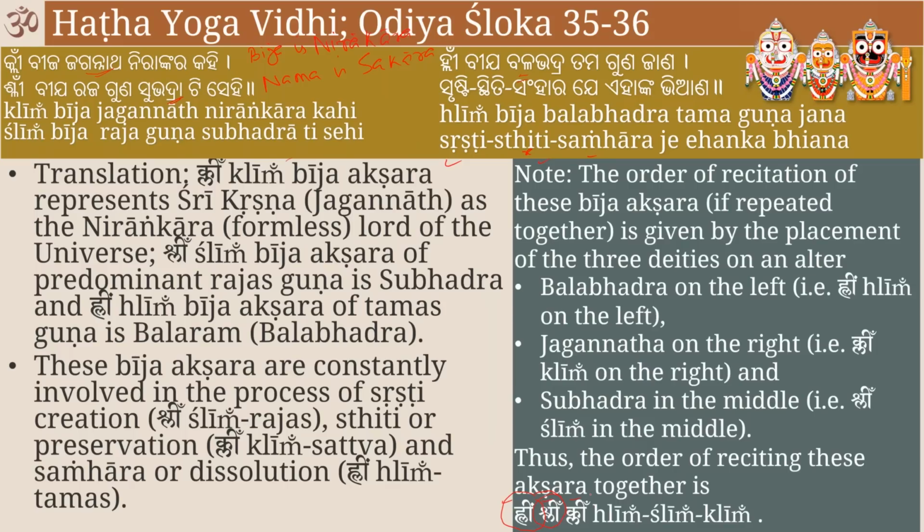And then Kling bija is Krishna. So that is the order: Hling, Shling and Kling. This is called the Parampara. The Parampara is defined by these three bijas. Hling, Shling and Kling are the bijas of the Parampara of Jagannath Puri. Every Parampara must have three bijas.